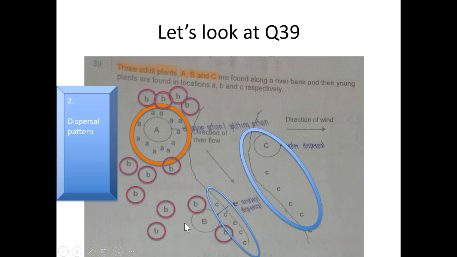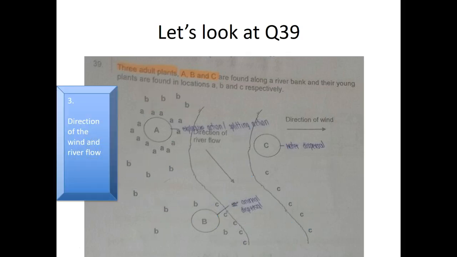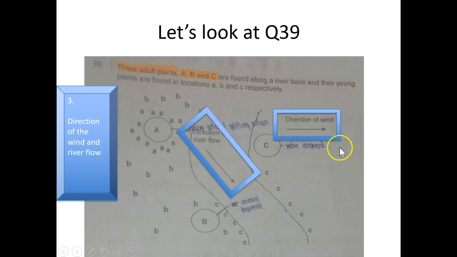Some of you may think it's dispersed by wind, some of you may think it's dispersed by animals, but there's a way to find out which one. And we must look at the third point, which is direction of the wind and the river flow. Now we know if the wind is blowing this way most of the time of the year, that means that if a plant disperses its seed by wind, and if let's say for example A is a parent plant that disperses the seeds by wind, then you should see A all along this direction. Maybe this part, this part, this part.